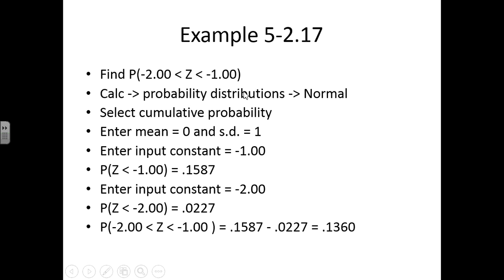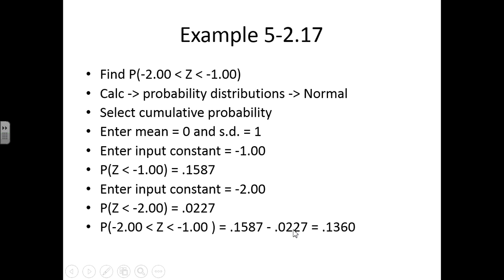Calc, probability distributions, normal. Go through all the steps again, but this time I'm going to enter in negative 2.00. Minitab tells me that answer is 0.0227. Then the answer that z is between negative 2 and negative 1 is the larger value minus the smaller value, which is 0.1360.